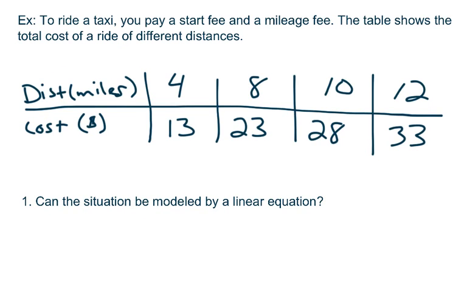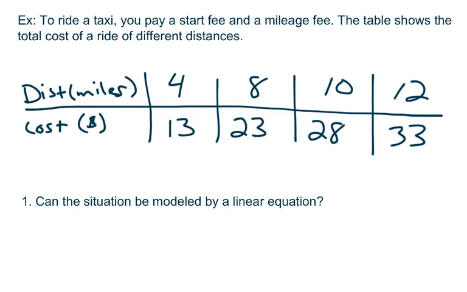Let's look at one story problem here. To ride a taxi, you pay a start fee and a mileage fee. The table shows the total cost of a ride of different distances. So the top row is the distance in miles. If I go 4 miles, it costs me $13. 8 miles costs me $23. 10 miles is $28, and 12 miles would cost me $33.